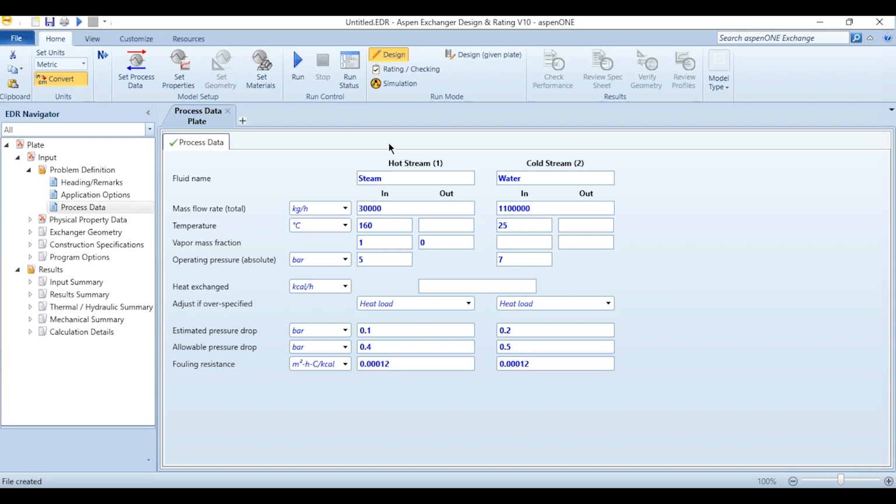Once after specifying the process data, we need to specify the physical property data. It means that we need to specify the components involved in the system and the associated property package.